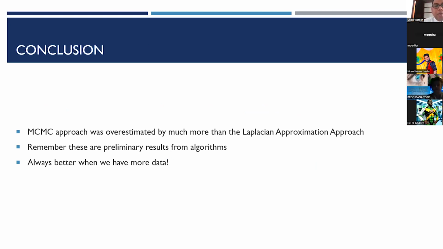Now remember, these are preliminary results for algorithms. So these are what you normally calculate beforehand. It helps to give an idea of how to go about things, how to budget, how to do things. It's always better, as with anything else, when we have more data. So if we have more data, we can provide more accurate models and better estimates.